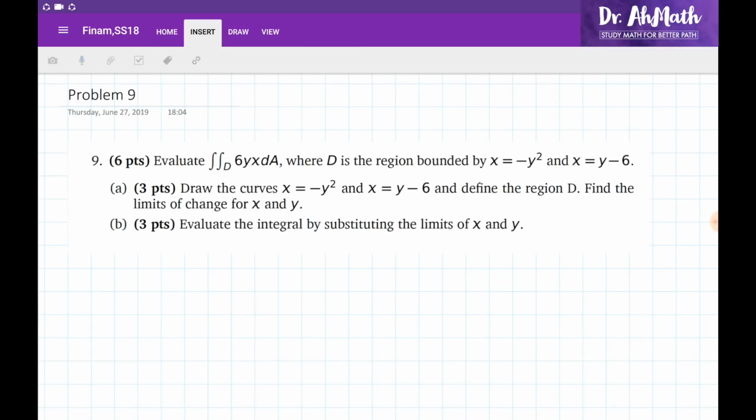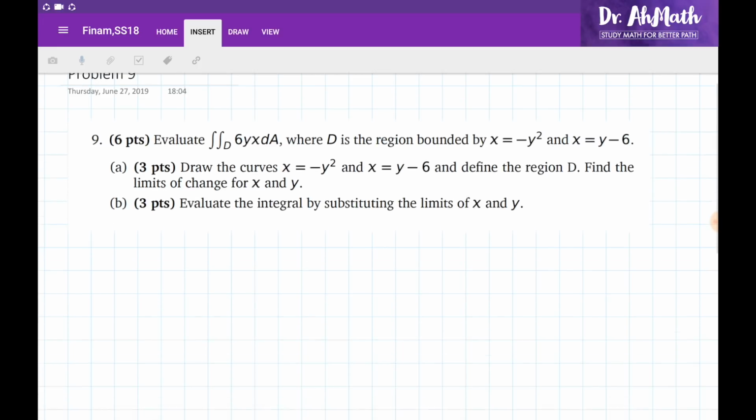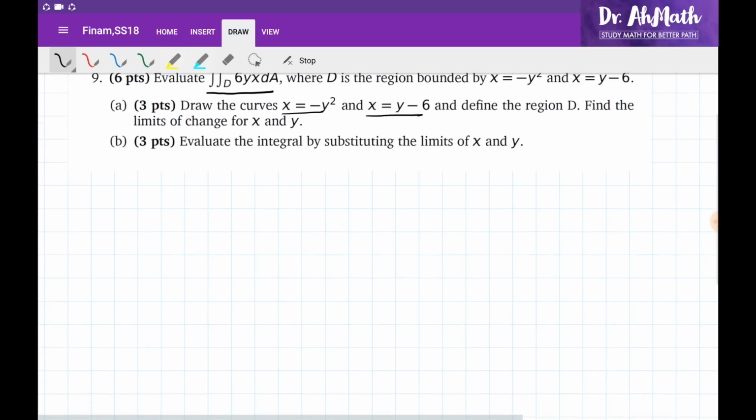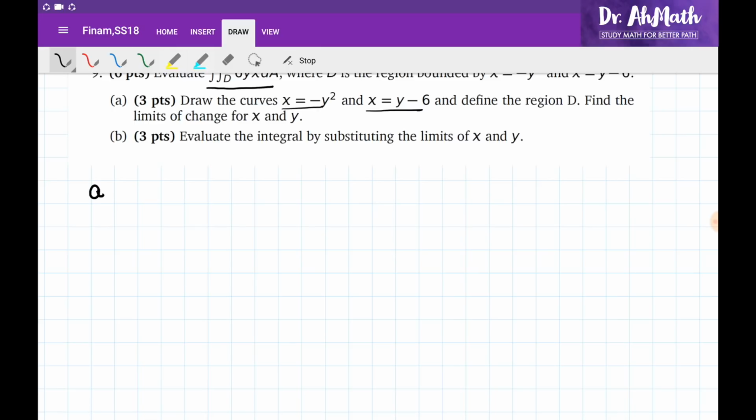And the last problem is about the double integration over a general region. We need to evaluate the double integration of this function in the region D, which is defined as a region between these two curves. So in the first part, let's define this region.